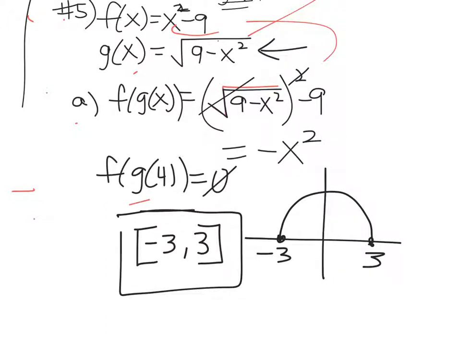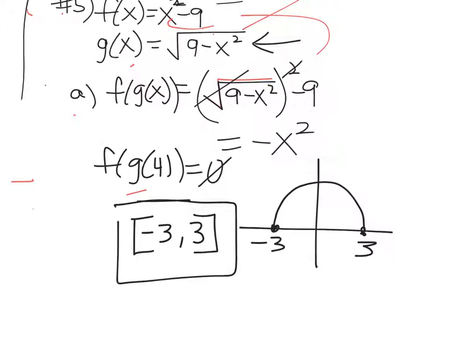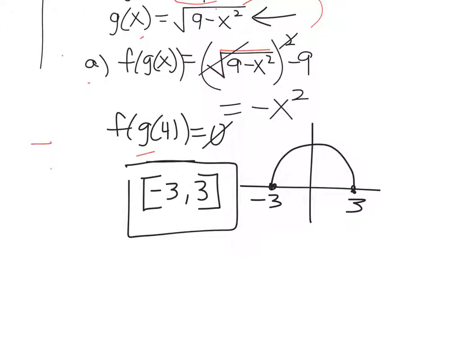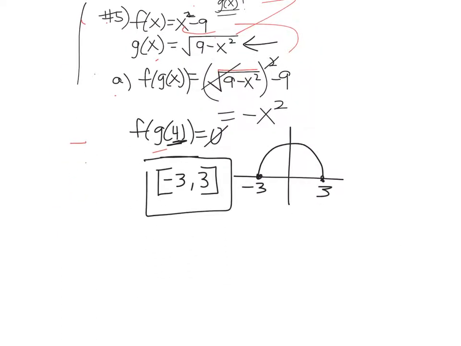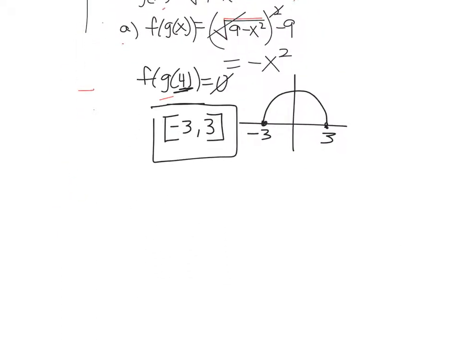Yeah. I was just showing you, like, if I did try to plug in 4, it's not going to work. Yeah, that was just a real quick example, to try to plug 4 into g, and then it doesn't work. So the domain's not all real numbers. It can't be. All right, let's try one more of those.